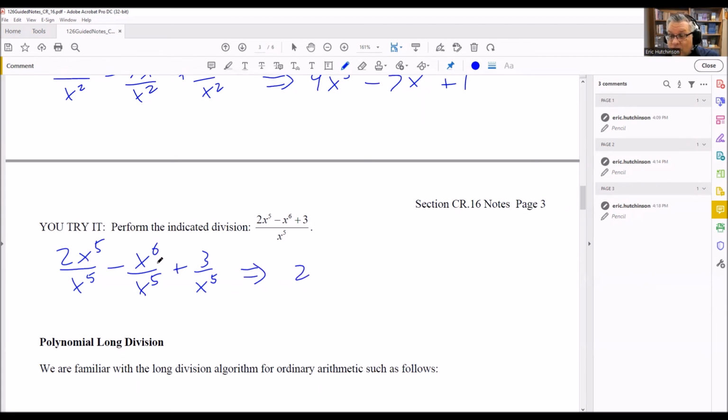And then we have the next x here. 6 minus 5 is 1, which means you're just going to get x to the first power, or just x. Now this last one, we're not going to do anything with because there's nothing to subtract, and we don't want to make it a negative exponent. We want to keep it just like this. And so that would be your final answer.